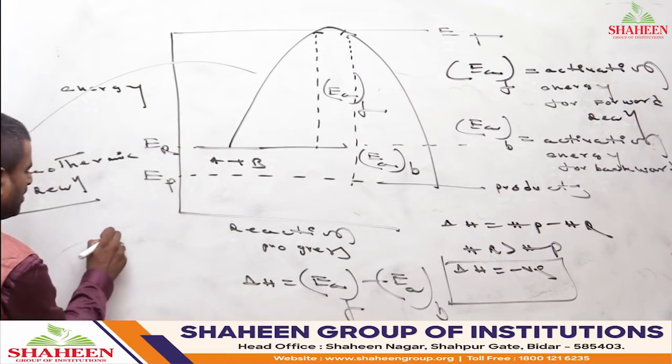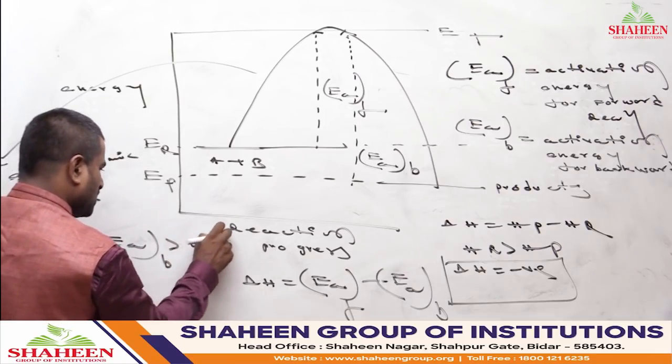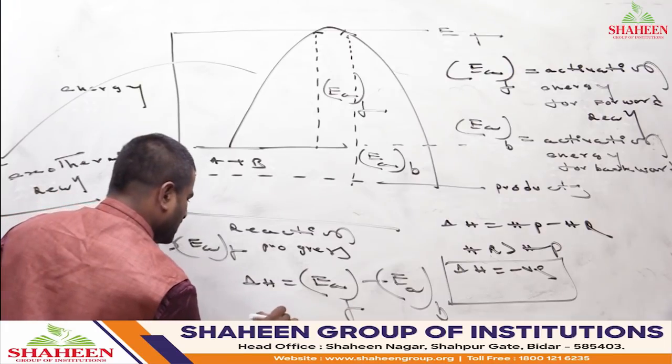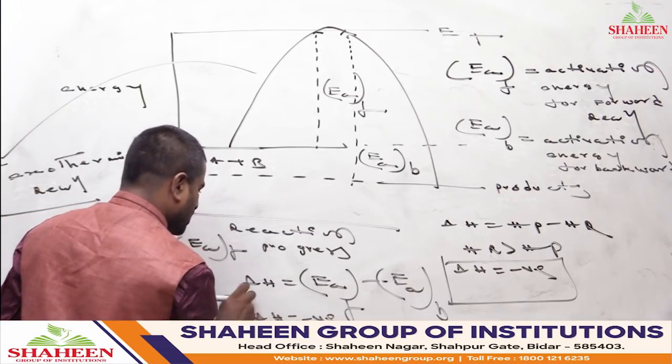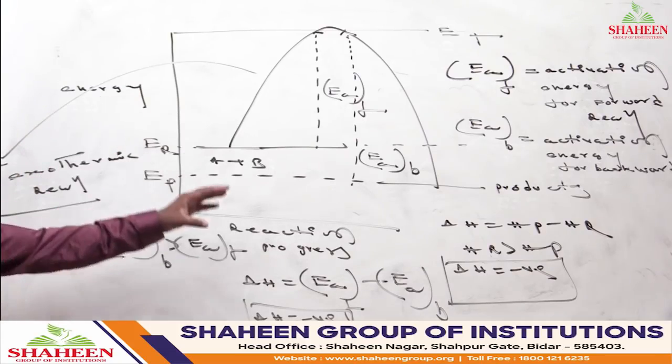So here the EAB value is greater than the EAF value. Therefore finally the delta H value becomes negative. That's why it indicates what? An exothermic reaction graph. It indicates an exothermic reaction.